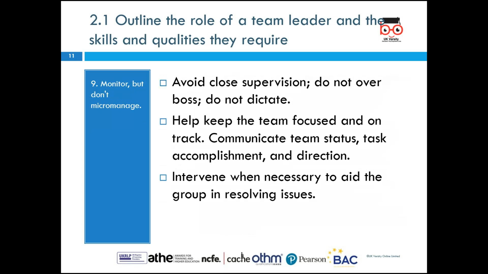9 is to monitor but don't micromanage. Again, like I mentioned earlier, monitor your team, but you're not there to sort out every teeny tiny little thing to do or say, no, you're doing that wrong, don't do this, you're typing that wrong, you put that in the wrong order. You're not there to do that. Only intervene if you see that there's going to be a big issue. Otherwise, let them get on with their work. As long as they're doing it, let them do it. Don't boss them. Don't dictate to them.